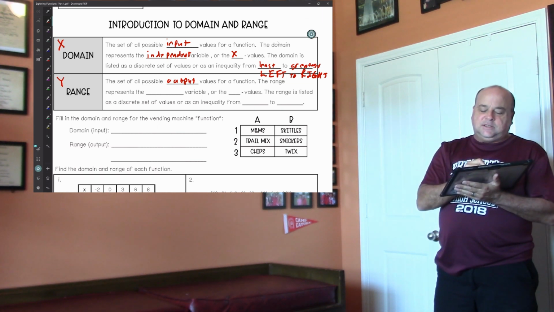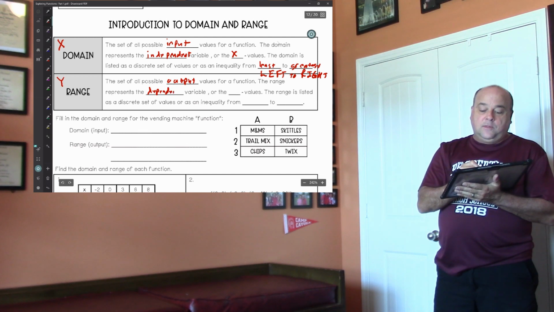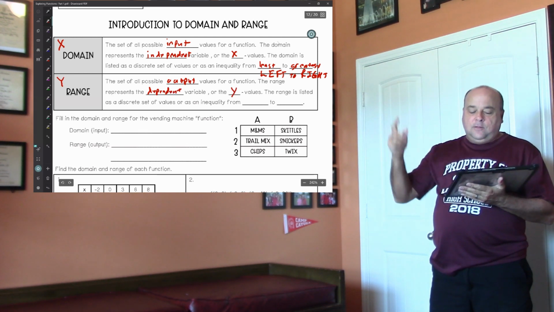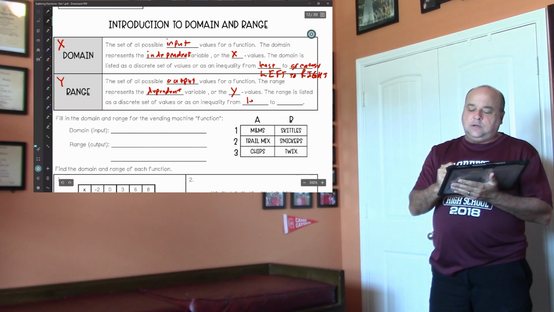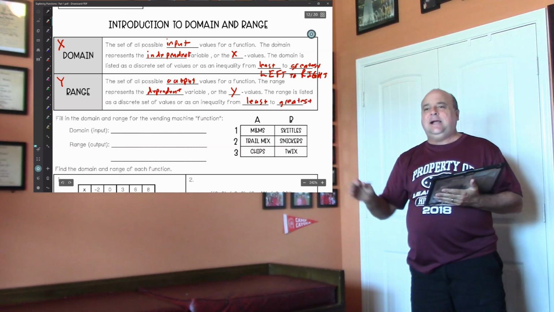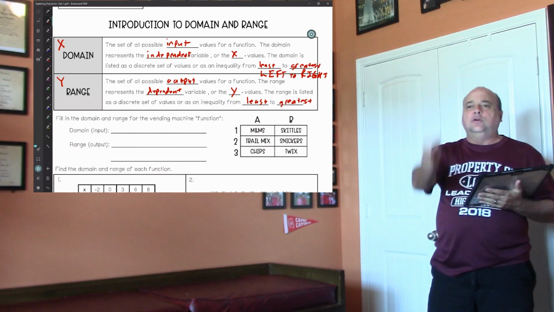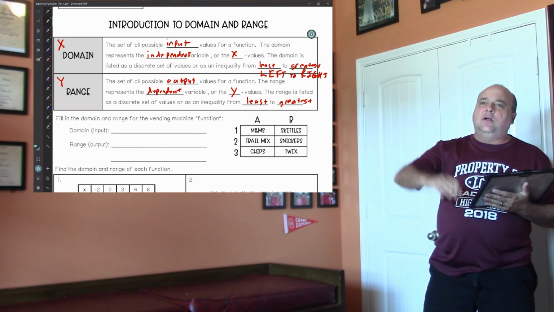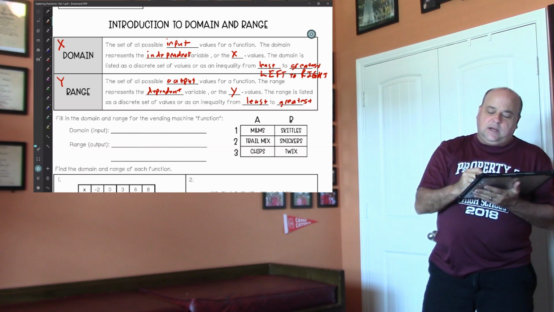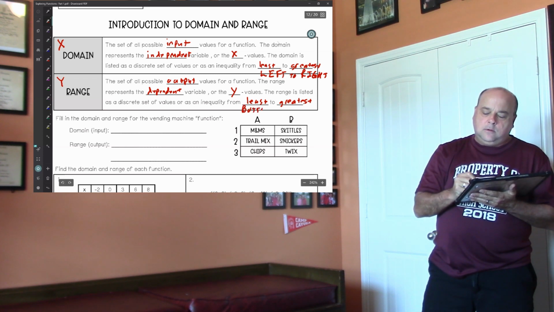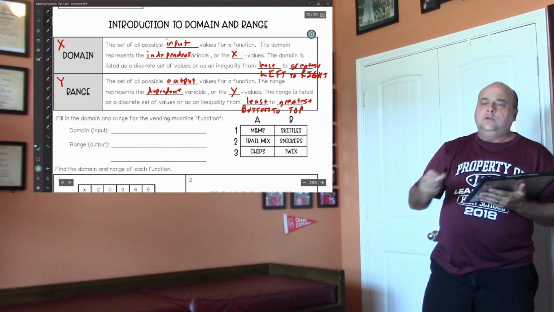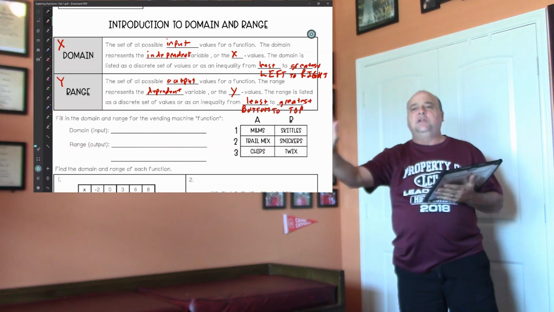The range represents the dependent variable, which is the word on the y-axis, or the y values. The range is listed as a discrete set of values or as an inequality from least to greatest again. Now then, think about the y-axis. The y-axis doesn't go left or right, it goes up and down, right? The least is down, the greatest is up. So when we read the range, we're going to go from the bottom to the top. So the range is from the bottom to the top, the domain's from the left to the right.